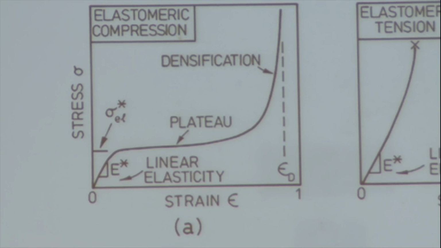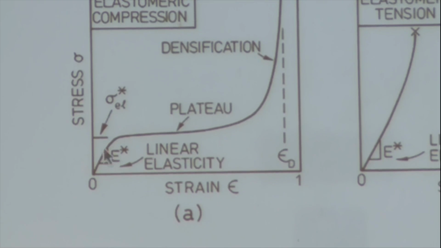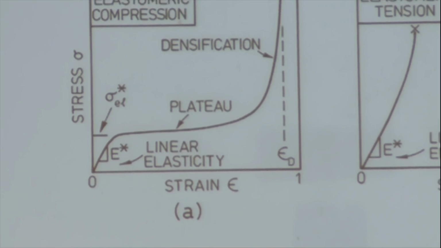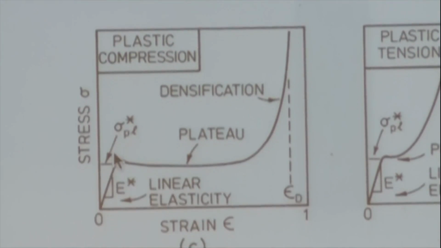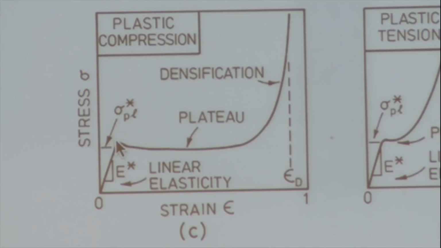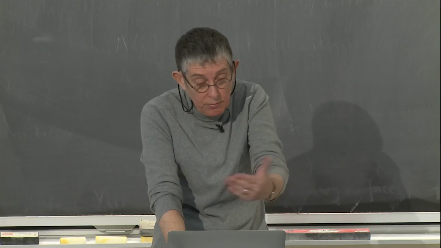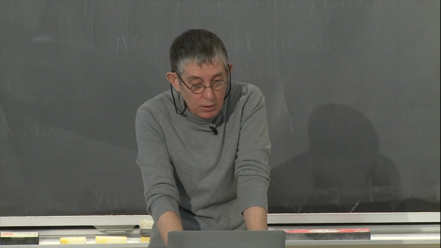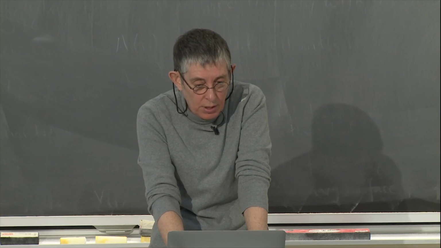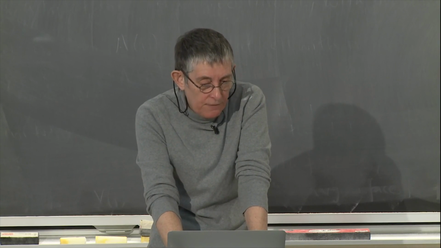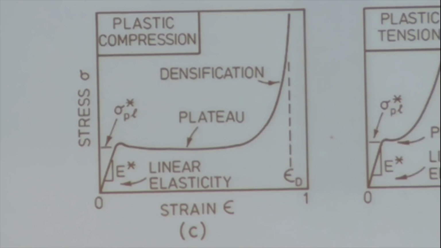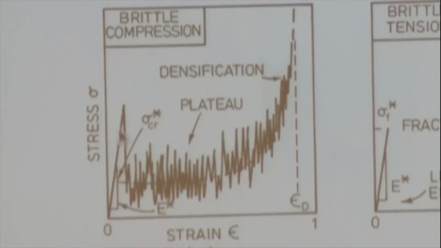So elastomeric ones will have a plateau that's related to elastic buckling. If we had a metal honeycomb, we'd again have linear elasticity related to cell wall bending. This plateau here would be related to yielding of the cell walls. So say we had an aluminum honeycomb, the aluminum could yield, and that would again cause this stress plateau, and then we get densification. If I had a brittle honeycomb like the ceramic one, we'd have initial linear elasticity.